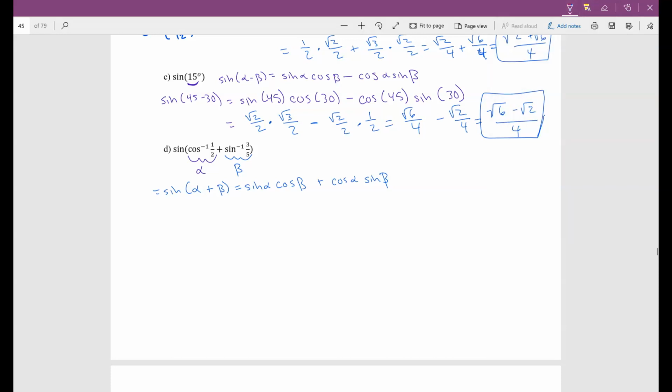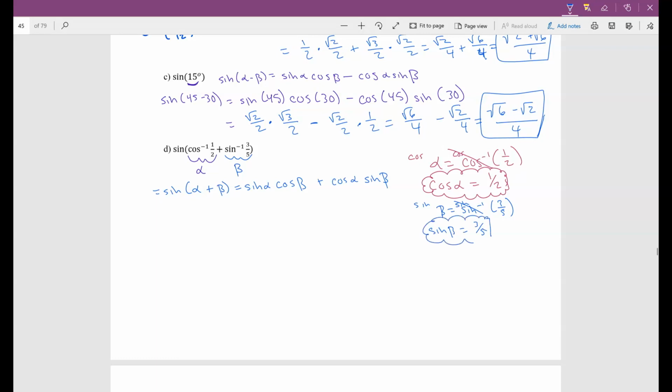So we know that alpha here is equal to cosine inverse of 1/2. In order to get rid of that, we can just multiply by cosine on both sides. Then this will go away, so I'm left with cosine alpha is equal to 1/2. Okay, so here's one of them. And then the other guy is going to be beta equal to sine inverse of 3/5. So applying a sine to both sides, this will go away, and I'm left with sine beta equals 3/5.